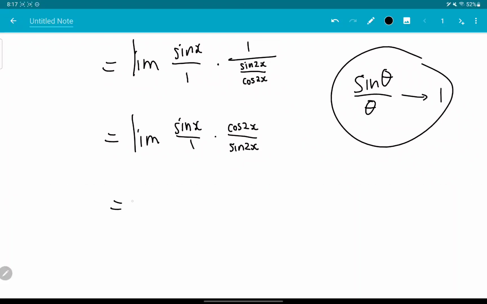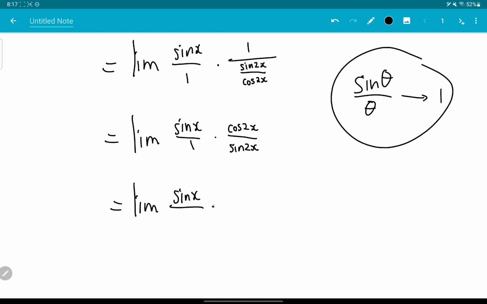So let's force that to show up. So I've got sine x over, let's say something. Then I've got 1 over sine 2x times cos 2x over, let's just leave these blank here. So I'm going to fill in these blanks here in a way that allows me to make use of this formula here and also makes this equal sign true.